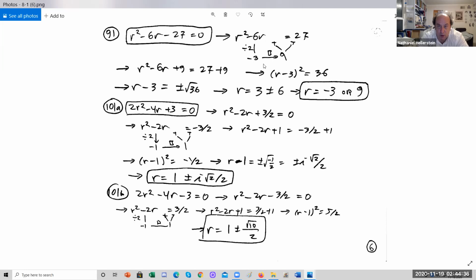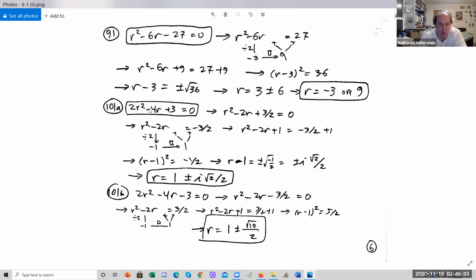This negative 3 is from here. 27 plus 9 is 36. Take square roots. r minus 3 is plus or minus root 36, but root 36 is just a number, 6. r minus 3 is plus or minus 6. Add 3 to both sides. r is 3 plus or minus 6. 3 minus 6 is negative 3. 3 plus 6 is 9. So r is negative 3 or 9.